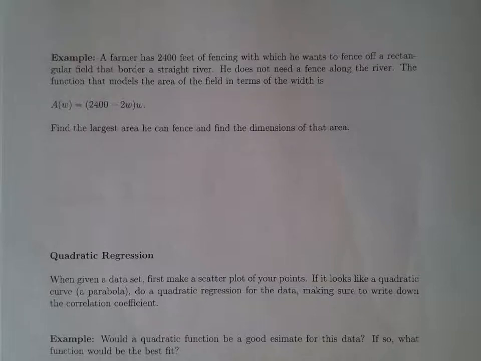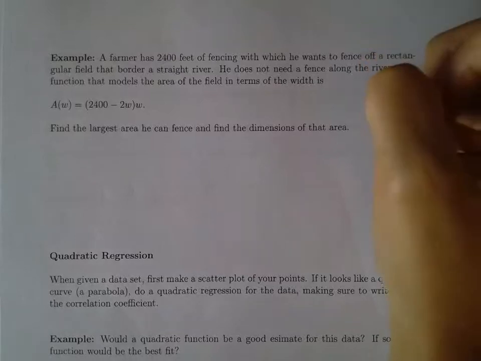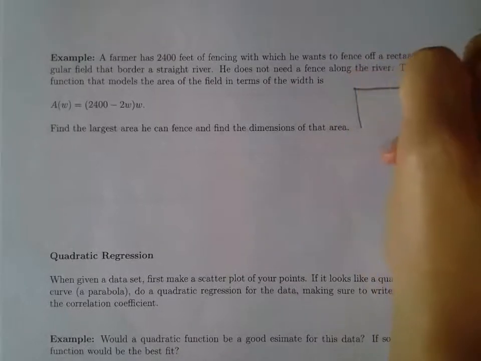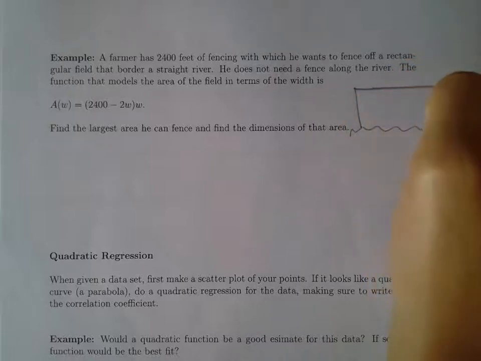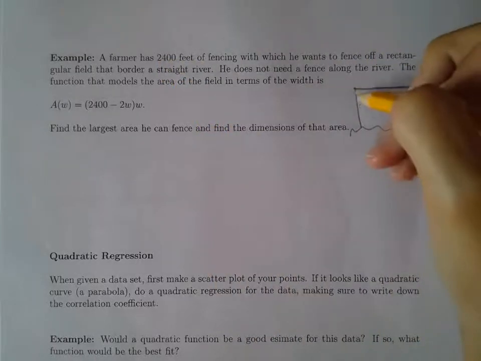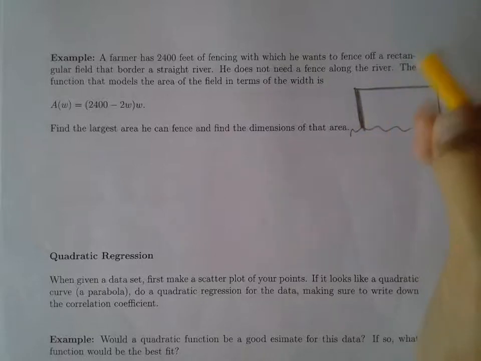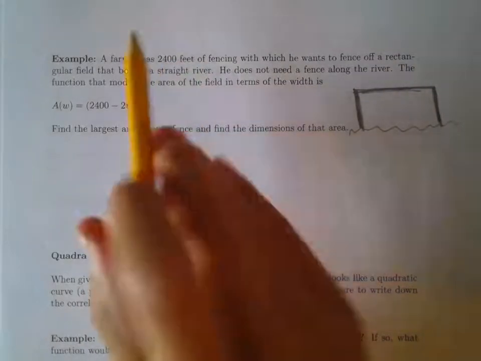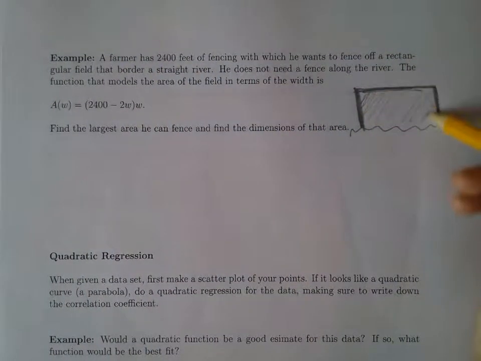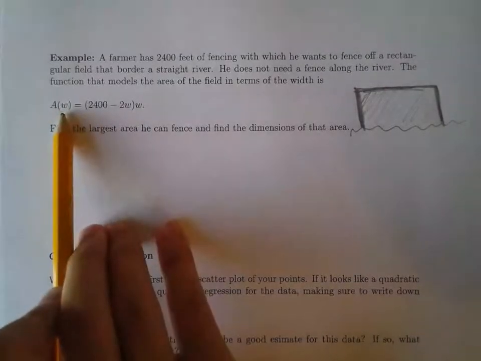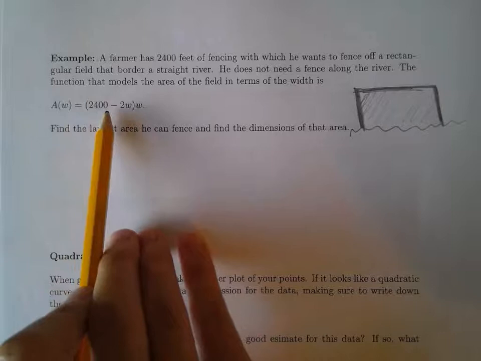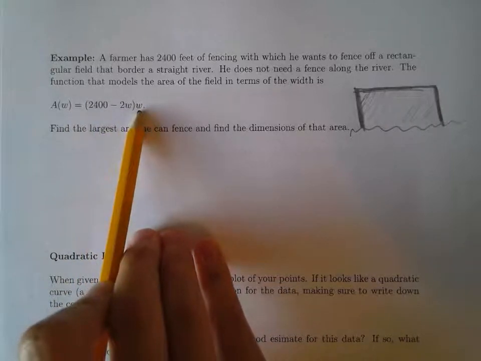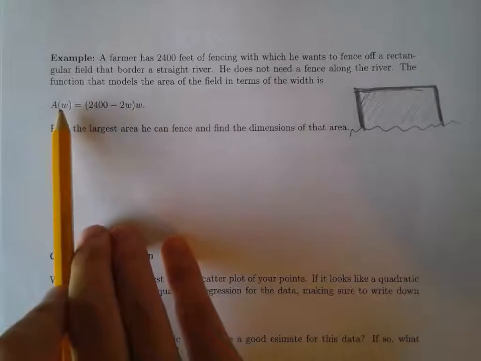We don't really need to know how he got to that function, but we need to know what's going on here. So he has a rectangular field. He doesn't need to fence here. So he has 2,400 feet of fencing, so he needs this plus this plus this to add up to 2,400. But he wants to find the maximum area. So his area function looks like this, which he found. A of w equals 2,400 minus 2w times w. To maximize the area, we're just going to find the vertex.